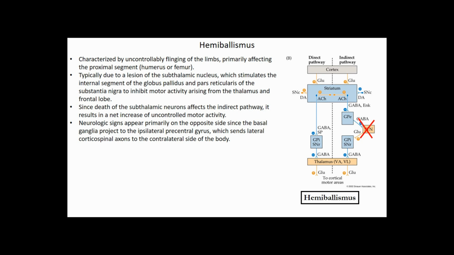So the subthalamic nucleus, which typically is going to stimulate the internal segment of the globus pallidus and pars reticularis of the substantia nigra to inhibit motor activity, removal of that is going to wind up increasing motor activity through the indirect pathway. So that's basically an increase in motor activity because of a different structure than we saw in Huntington's. And as before, since it's going to be affecting the basal ganglia on one side, if it's a lesion affecting one side or death of the cells there due to a vascular infarct, you're going to wind up with contralateral signs as it goes to the thalamus, goes to the cortex, but then the cortex decussates on its way to the spine.